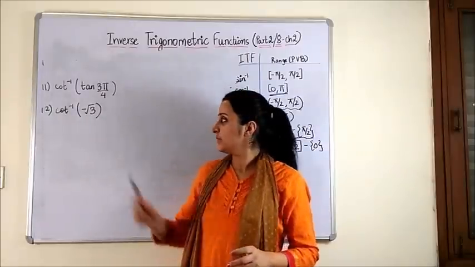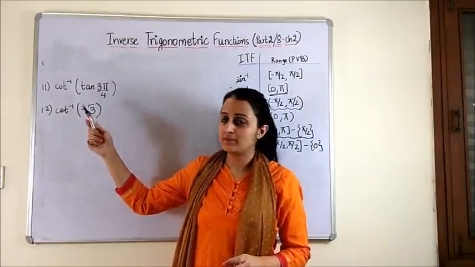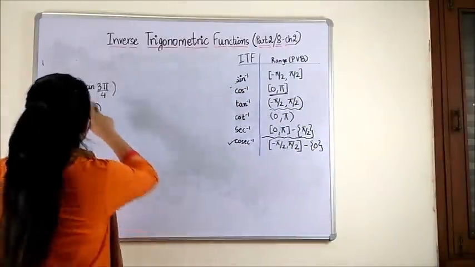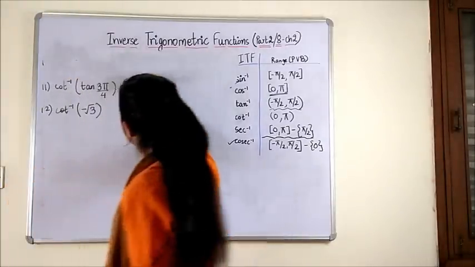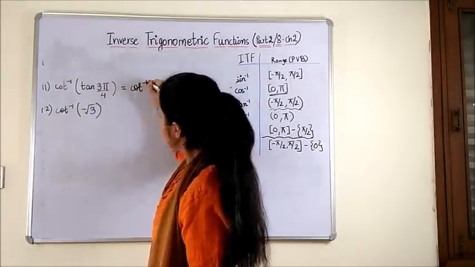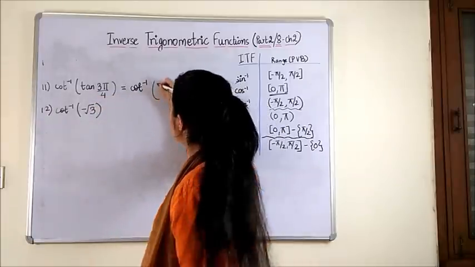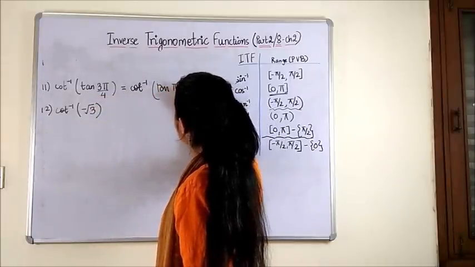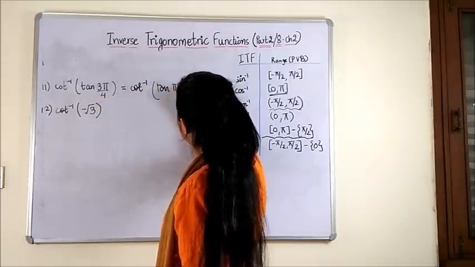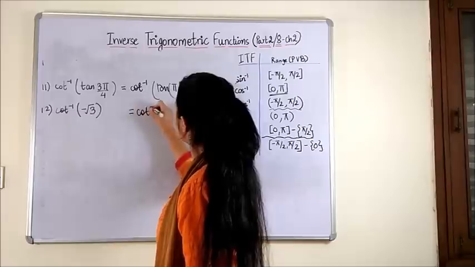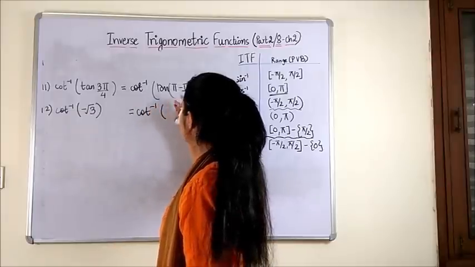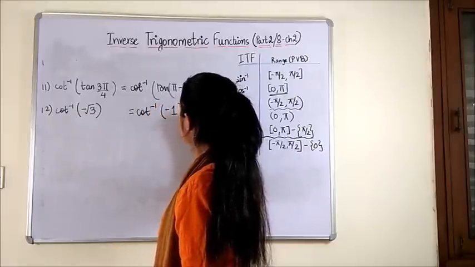Now moving ahead with the last two questions of this segment. Question 11. Cot inverse of tan 3 pi by 4. You know you can express tan 3 pi by 4 as tan of pi minus pi by 4, which would give us a negative answer. So, this gives us the answer -1.